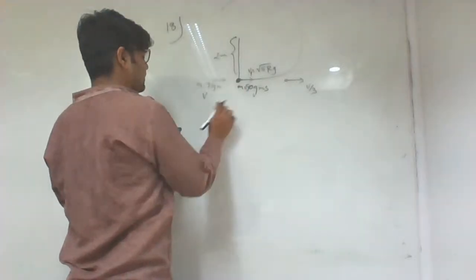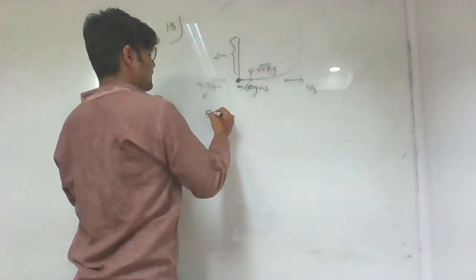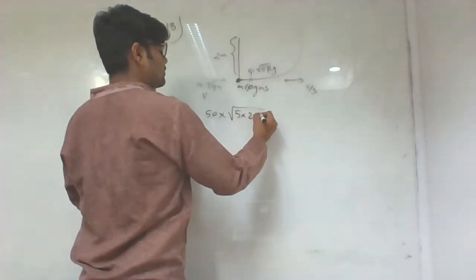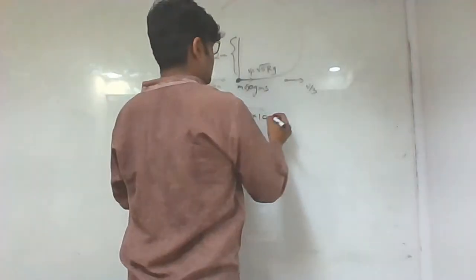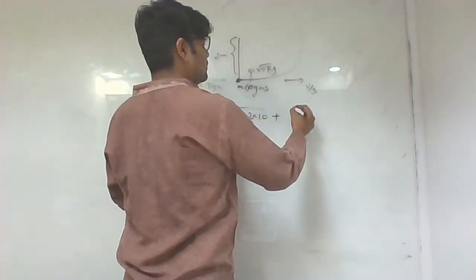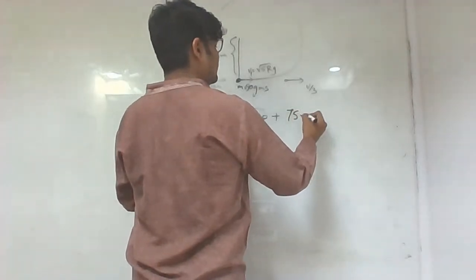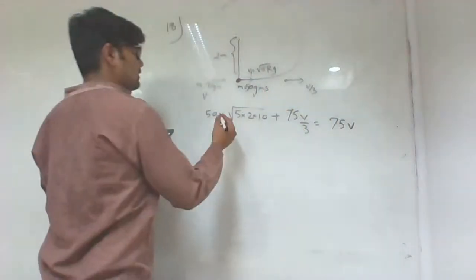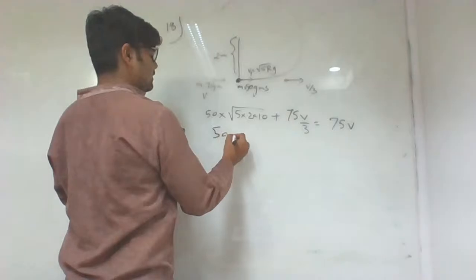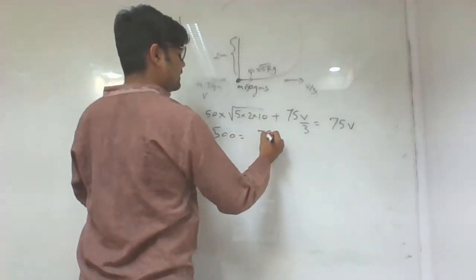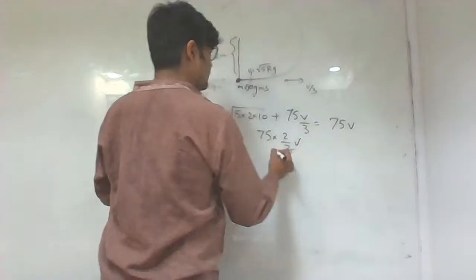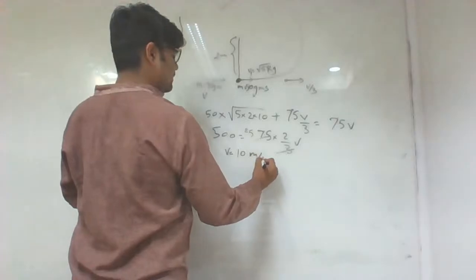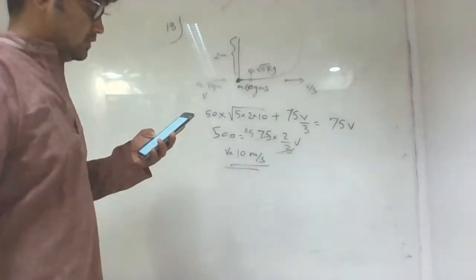So using momentum conservation, 50 into v1, which is 5 into 2 into 10, which is the final momentum, plus 75 v by 3 is equal to 75 v. So 500 is equal to 75 into 2 by 3 v. 25. So v is equal to 10 meters per second.